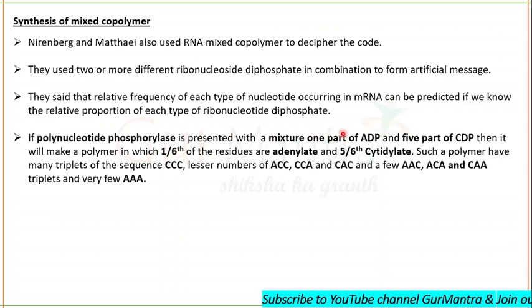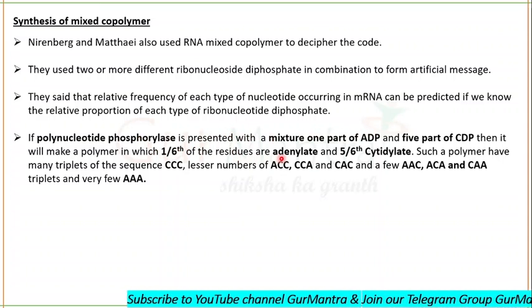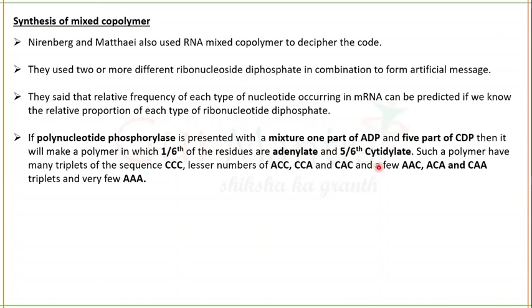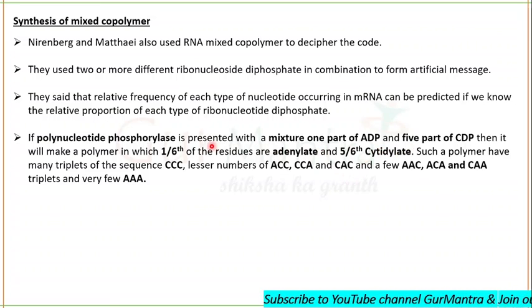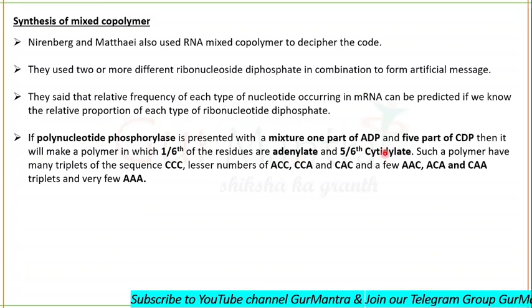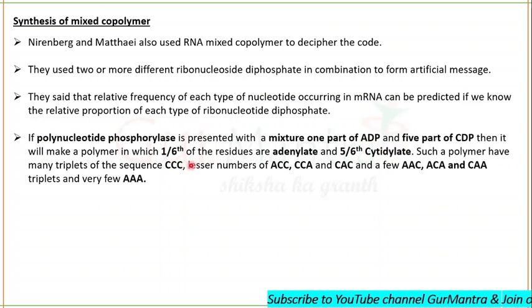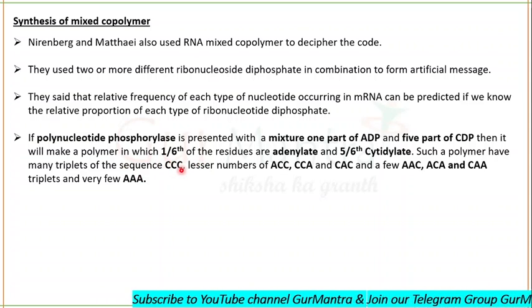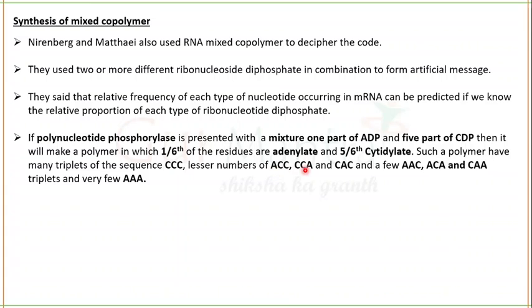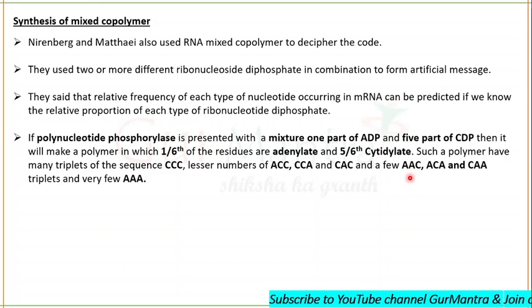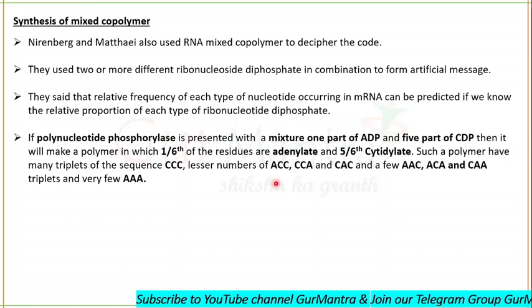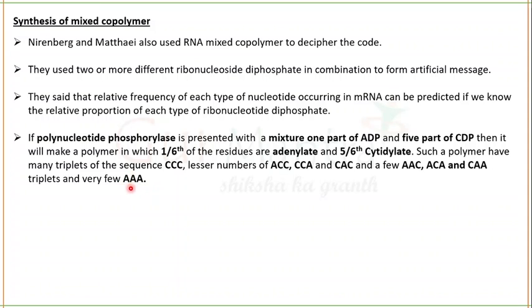Okay, 1 by 6 of the residues are adenylate and 5 by 6 are cytidylate. So now we understand that 5 by 6 will be cytidylate and 1 by 6 will be adenylate. Then there will be more polymer of CCC. There will be more sequences in which we will see CCC, and then we'll see 2C and A because they are more cytidylate. There will be a few sequences having 2A and C and very few sequences having only AAA.